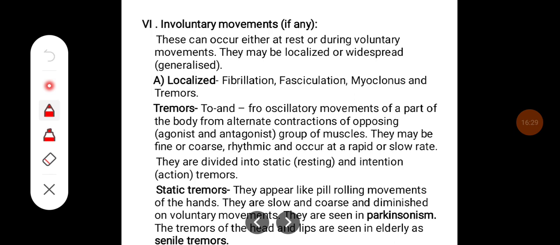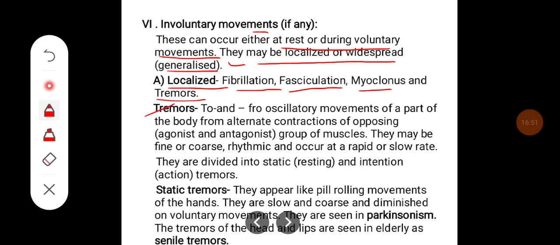Then you have to look for any involuntary movements the patient presents. These can occur either at rest or during voluntary movements. They may be localized or widespread, that is, generalized. The localized involuntary movements are fibrillations, fasciculations, myoclonus, and tremors. Tremors are to and fro oscillatory movements of a part of the body from alternate contraction of opposing agonist and antagonist groups of muscles.